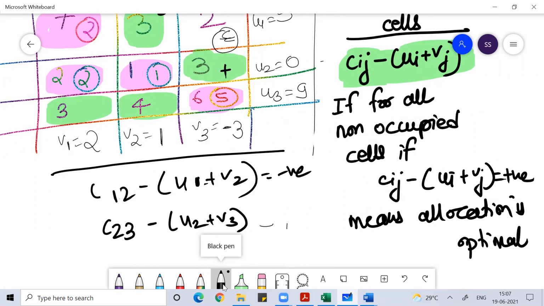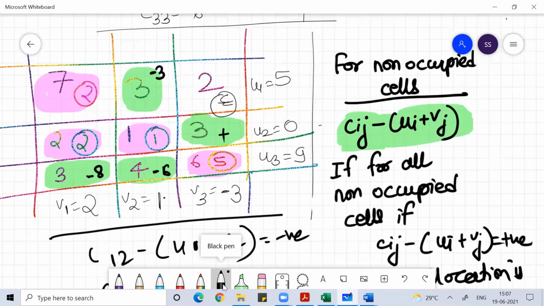Then C31: U3 plus V1. U3 is 9 and V1 is 2, 9 plus 2 is 11. So 3 minus 11 is -8. Negative allocation. This one is 10, 9 plus 1, 10. So 4 minus 10 is -6. So you see, out of all negative values, which is the maximum negative value?